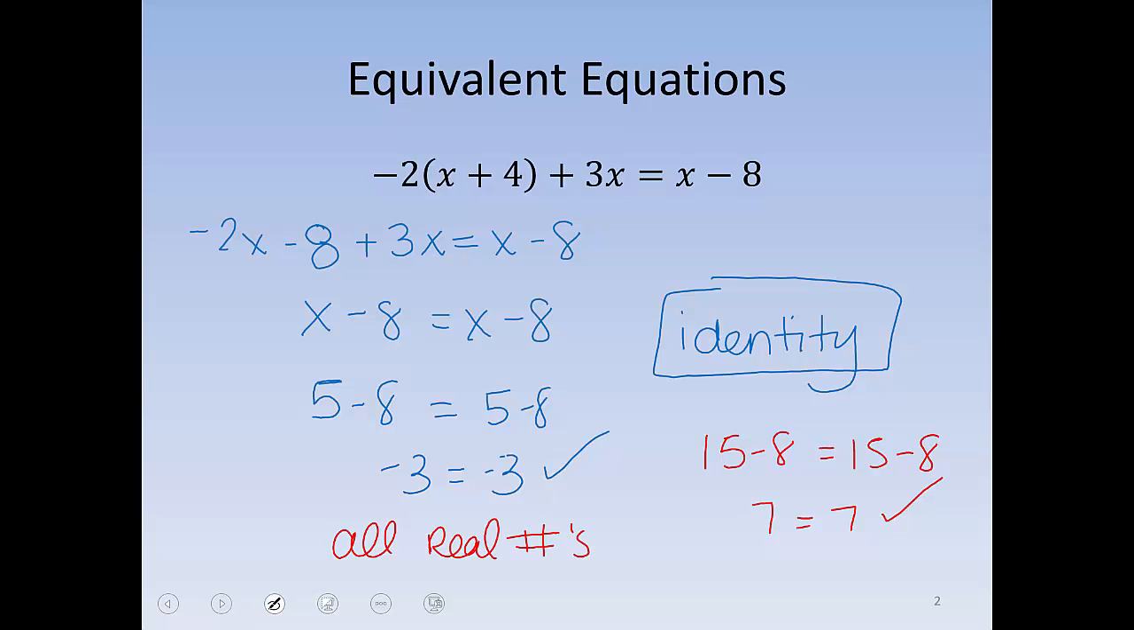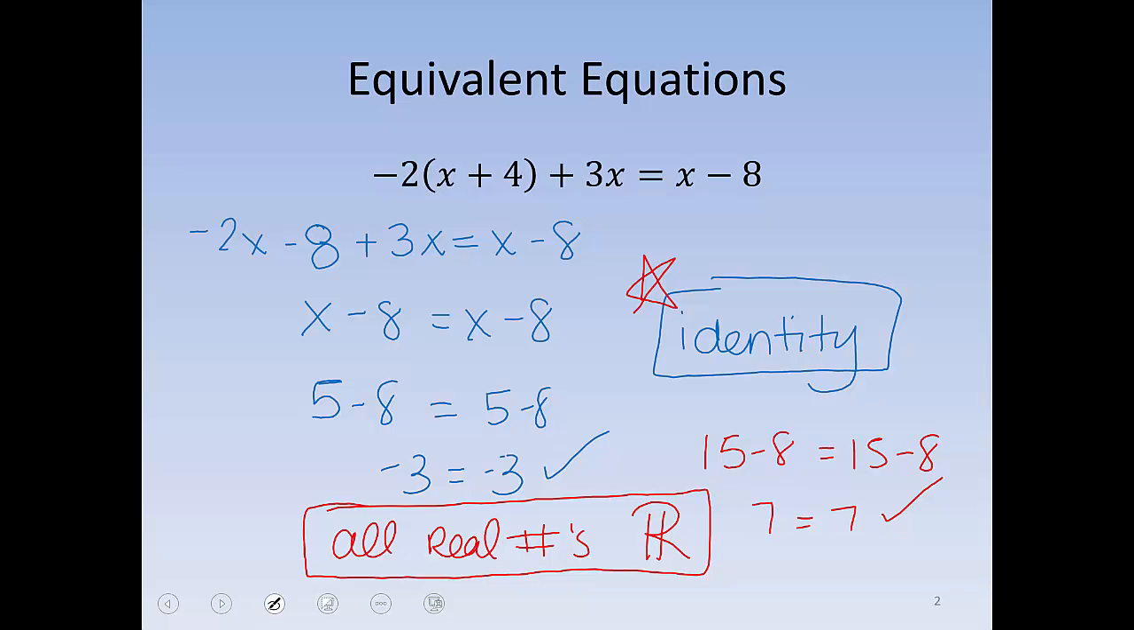And another way of saying all real numbers is a symbol we learned in our very first video, and that is the double R. So let me point out that the type of equation that we're working with is called an identity, but the solution is that there are all real solutions.